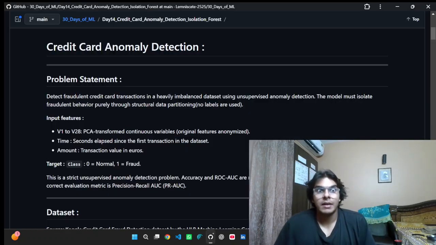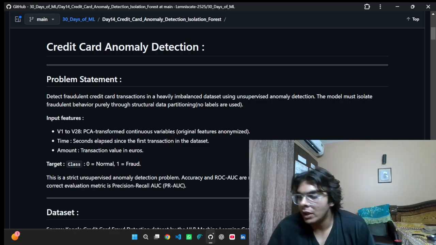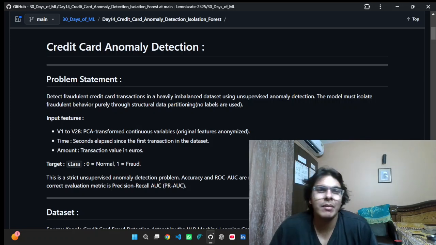That brings us to day 14, a very unique, a very new model, I must say. I mean, not new as per how machine learning is considered, but new because this isn't discussed as much as other options for this specific problem statement. Okay, so without wasting any time, let's get back to it.